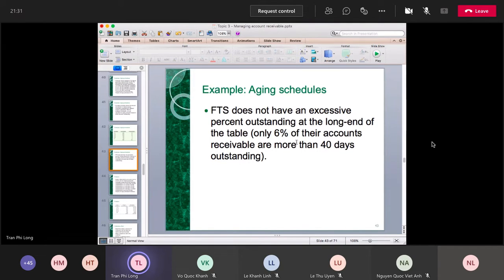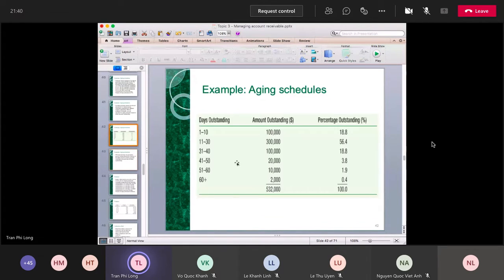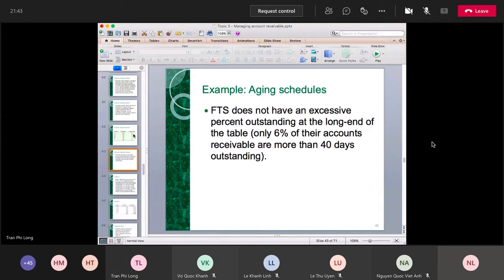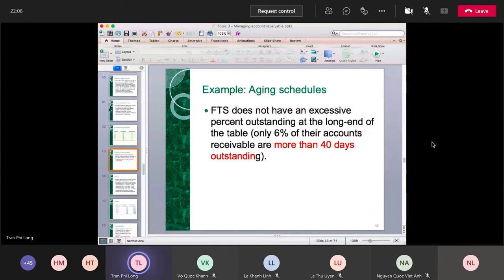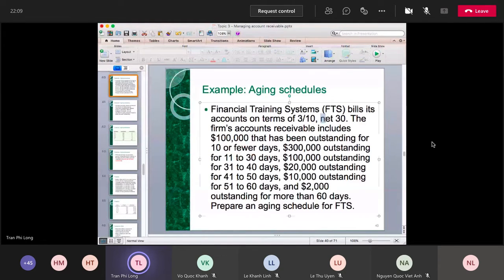So it's not a huge amount. So basically, this company has no problem with the collection process. Okay, only 6% of their accounts receivable are more than 40 days outstanding. However, you should remember one thing. If you don't want to compare with 40 days, I think in my opinion, you should compare the number 40 days here with the policy, because in the policy you provide the credit in 30 days.